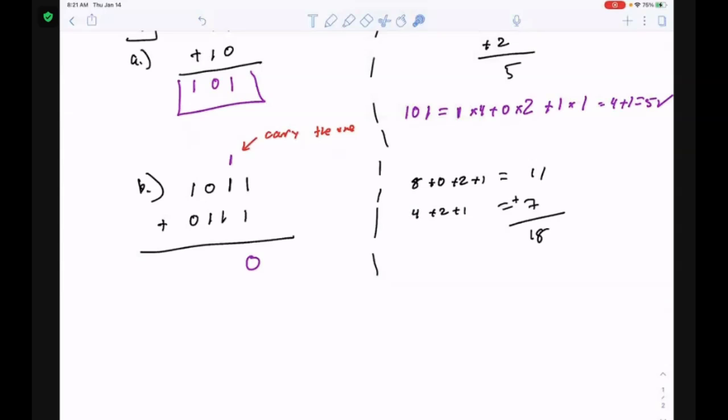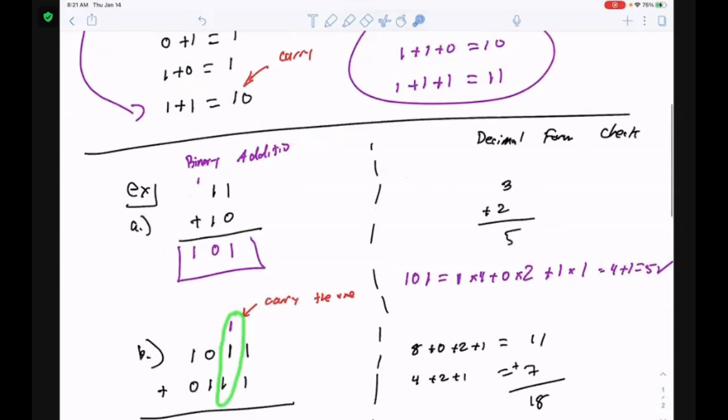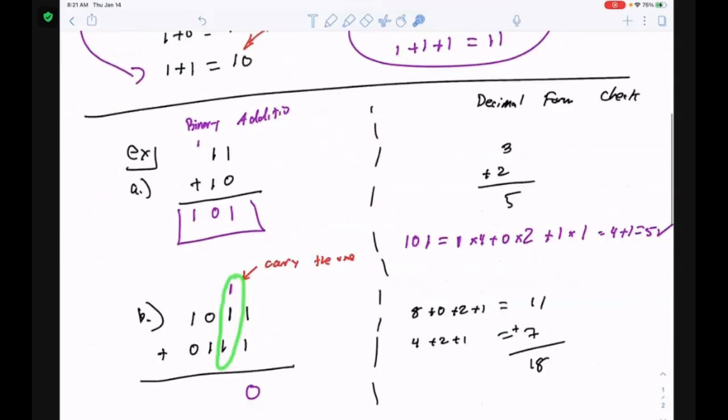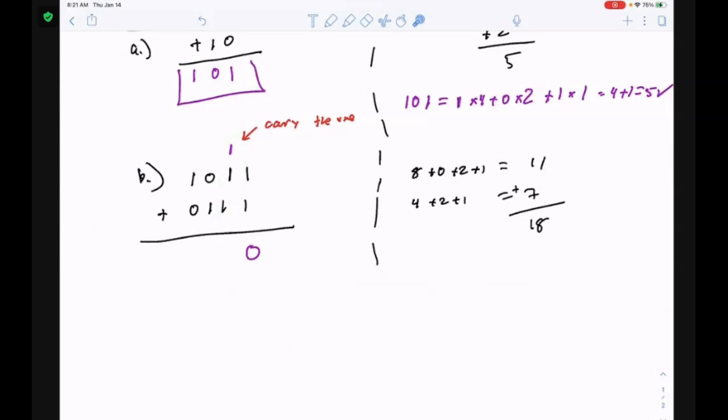1 plus 1 plus 1. 11. Yeah, so it's right up here. So those are the rules. 1 plus 1 is 10, or 1, 0. And 1, 0 plus 1 would give me 1, 1. All right? So it's 1, and that's as hard as it gets. 1. Carry the 1. 1 plus 0 is 1.